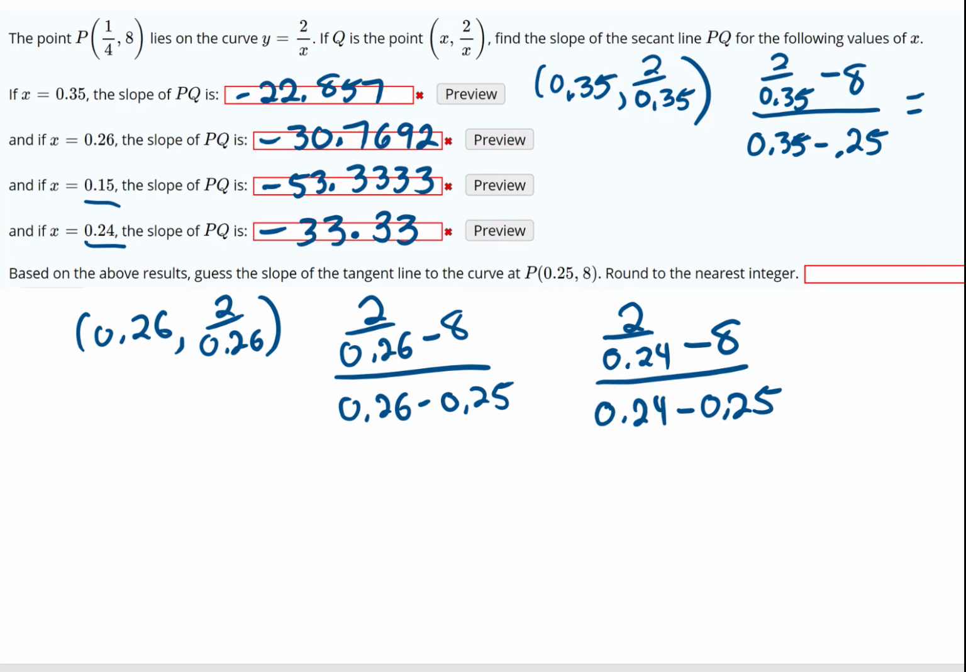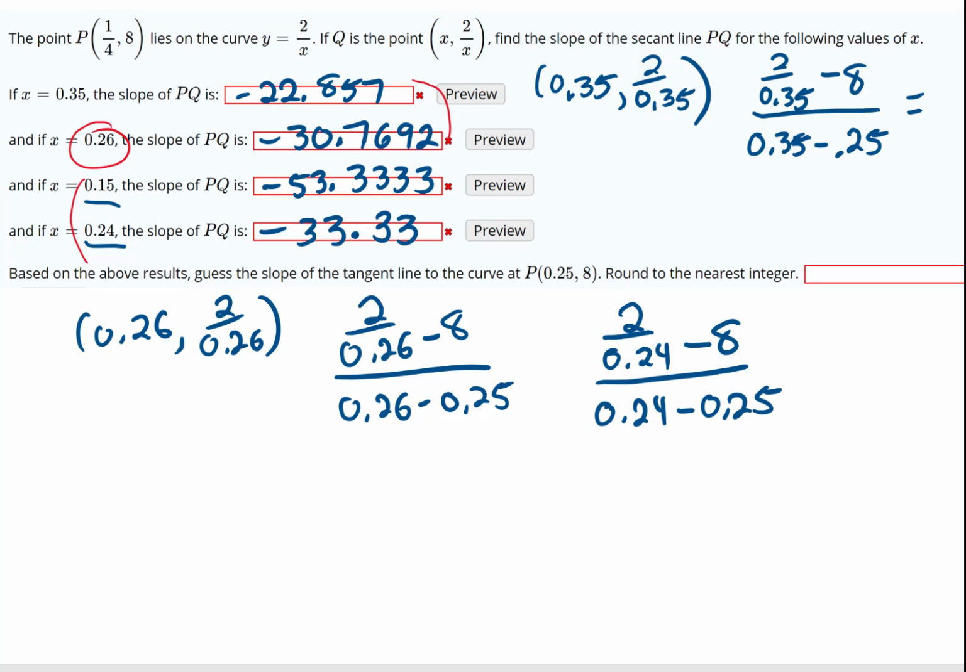And when I compute that, I get negative 33.33. Okay, so now the last question says, based on the above results, guess the slope of the tangent to the curve and round it to the nearest integer. As I narrowed in from one side I got to negative 30.7, and as I narrowed in from the other side, I got to negative 33.33. So I think it's going to be somewhere between those two.